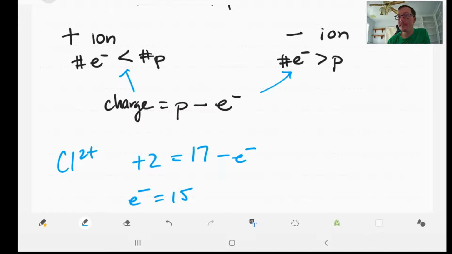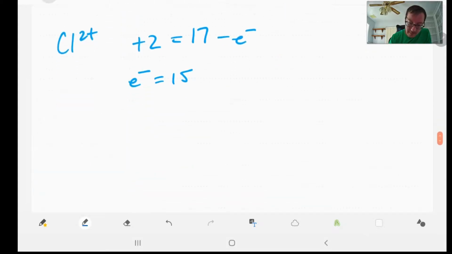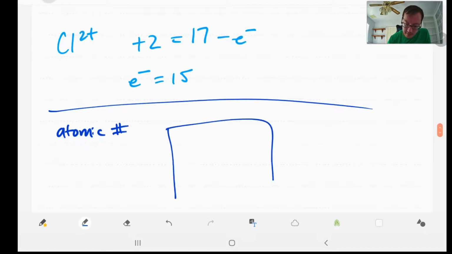Got a question. Yeah, what's up? Can you explain the difference between the atomic number and the mass number a little bit? Because I was having a hard time with that on the homework. Absolutely. So we can do atomic number first.